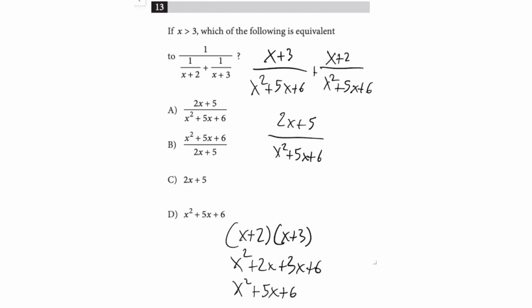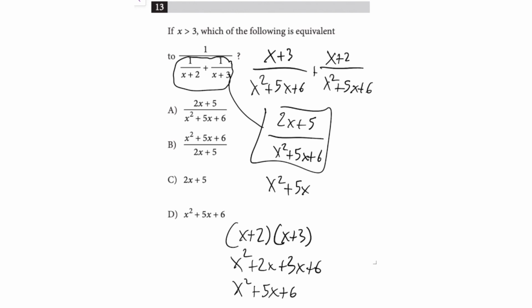Now, this whole thing is equal to the bottom of my fraction. So what I need to do is take the reciprocal of this. So it's going to be x squared plus 5x plus 6 over 2x plus 5. I'm just flipping the top and bottoms. So this is one of my answers. This is going to be answer B, so I know I am done.